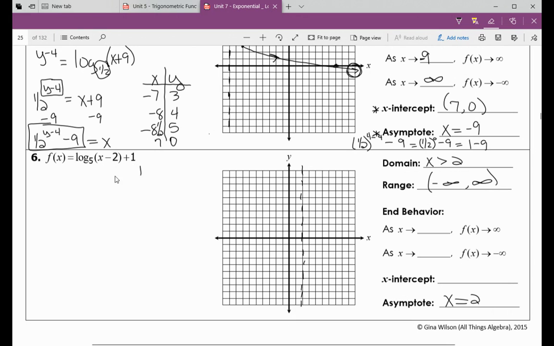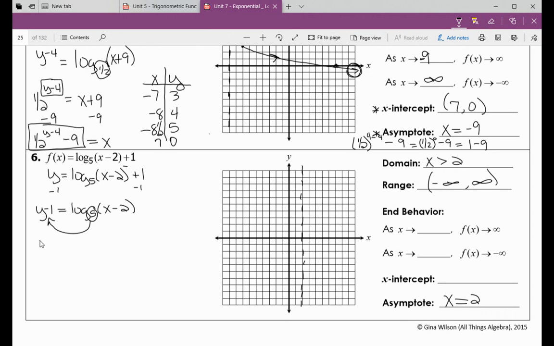Now, I have to rewrite it before I can make my table, so I'm going to rewrite this as y equals log base 5 of x minus 2 plus 1. I'm going to subtract my 1 first, so that's y minus 1 equals log base 5 of x minus 2. I'm going to write this problem in exponential form, so 5 to the y minus 1 power equals x minus 2. And then I'm going to add 2 to both sides, which gives me 5 to the y minus 1 power plus 2 equals x.